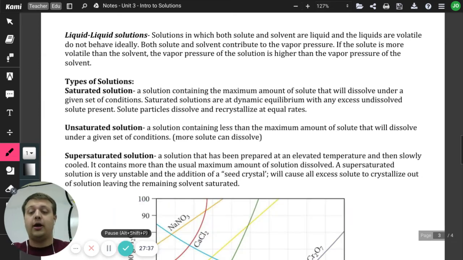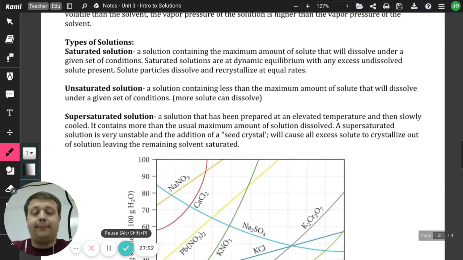Now, if we're talking about a solute, so you've got less of one over the other. If the solute is more volatile than the solvent, the vapor pressure of our overall solution is actually going to be higher. Okay. All right.